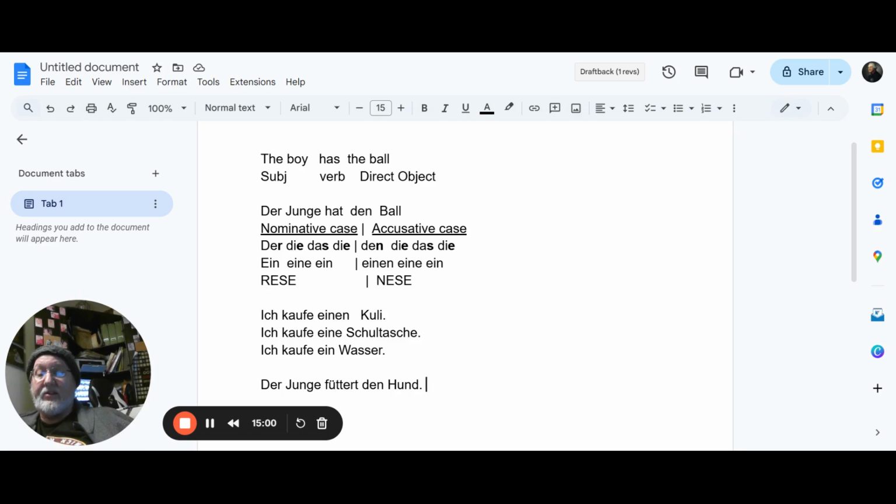The boy, this is the subject. The boy is the subject. The dog is getting fed. So the dog is the direct object. The boy is in the nominative case. The dog is in the accusative case because the dog is the direct object. Okay, so hopefully this makes sense. If it doesn't make sense, that's okay. We're going to do some practice on this, and if you have any questions about this stuff, I'm happy to help you out.